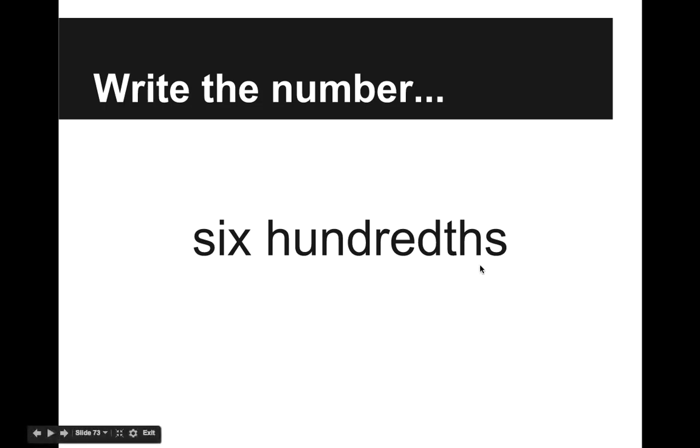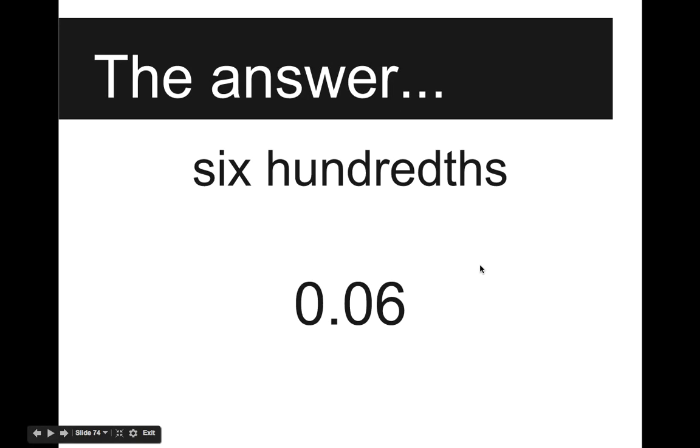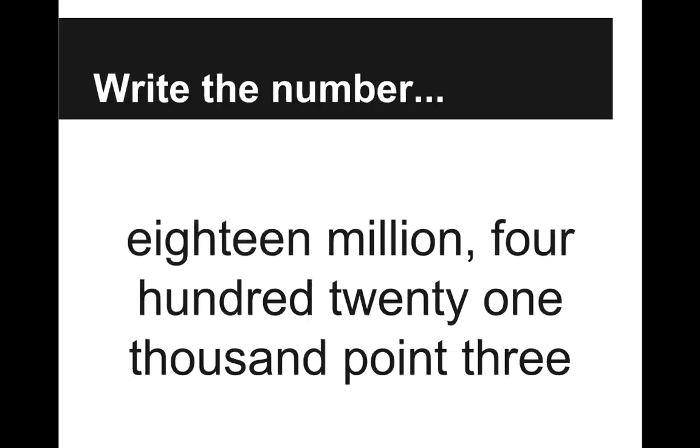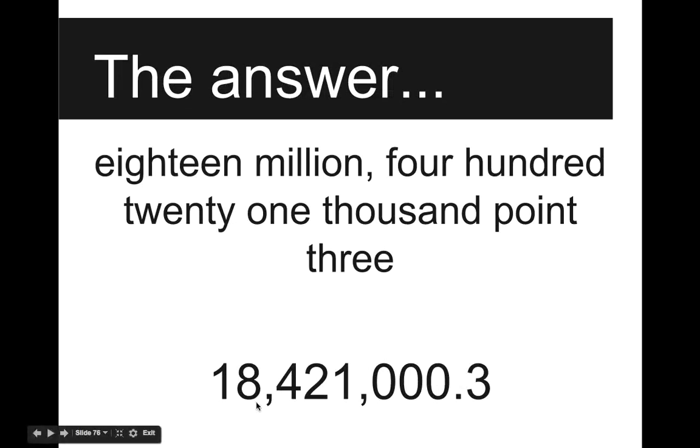Notice the TH on the end. Your answer should look like this, 0.06. Write the number 18,421,000.3. Your answer should look like this, 18,421,000 decimal point 3.